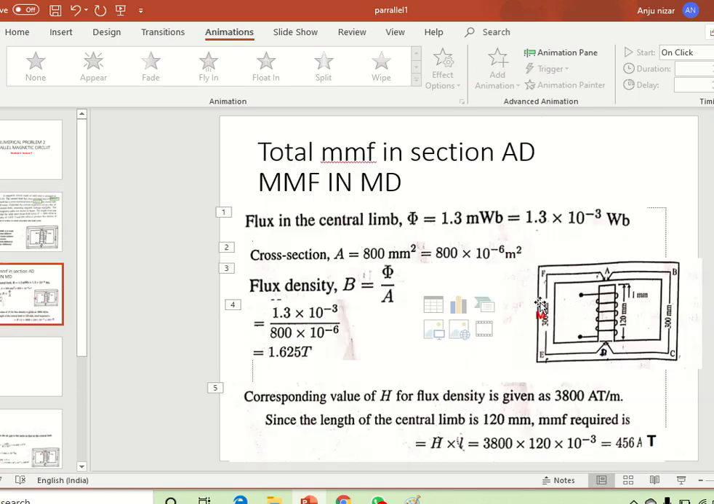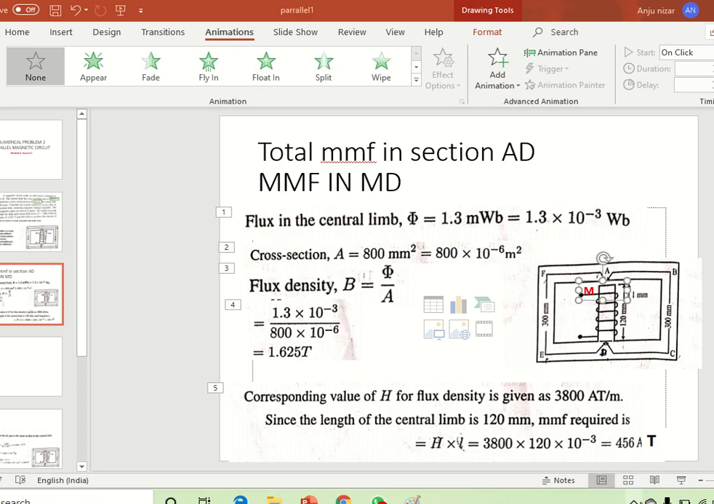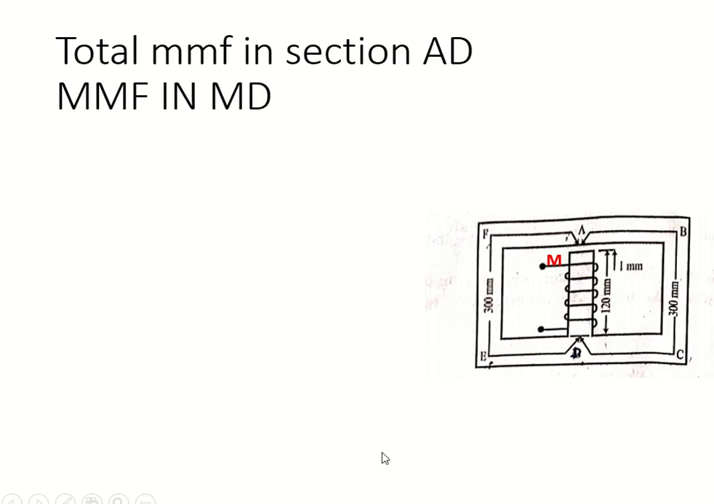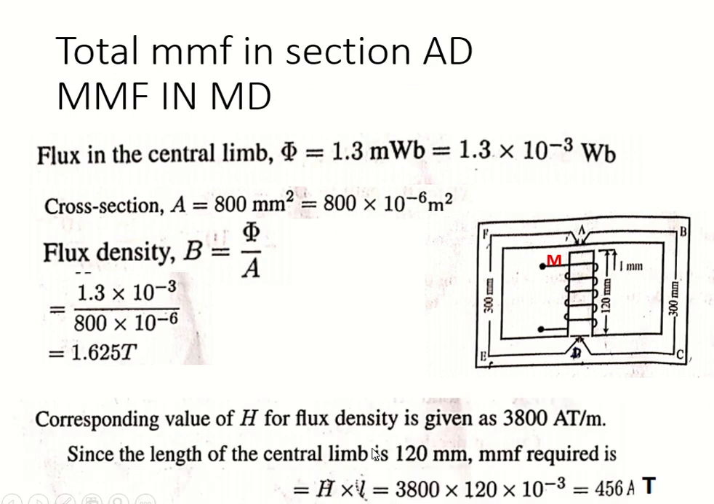MMF of this section MD, this is your point M. MD equal to H into length. H is the magnetic field intensity that you obtained by finding the flux density. Flux density is phi by area. Phi is given, area is given, so phi by area is 1.625 Tesla. Correspondingly, you get 3800 ampere turns. Multiply this by the length, you will be getting 456.